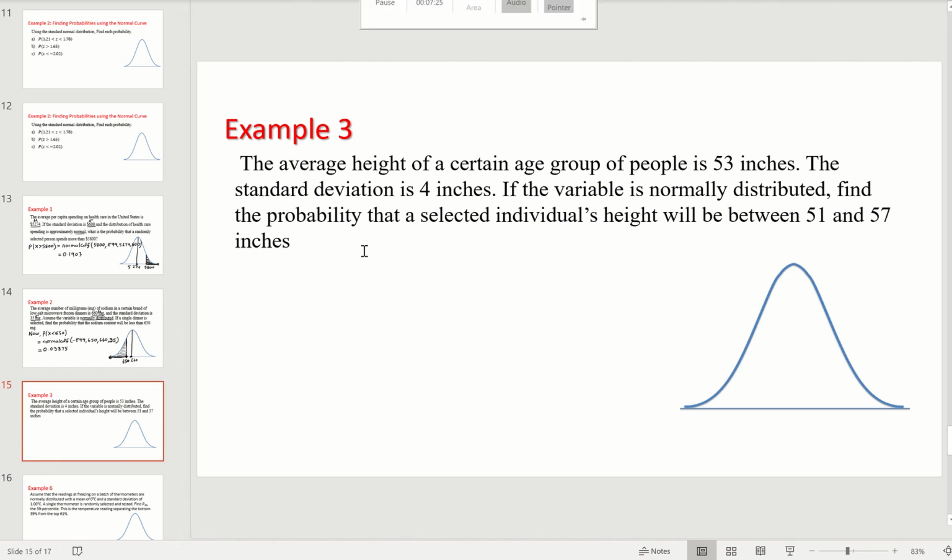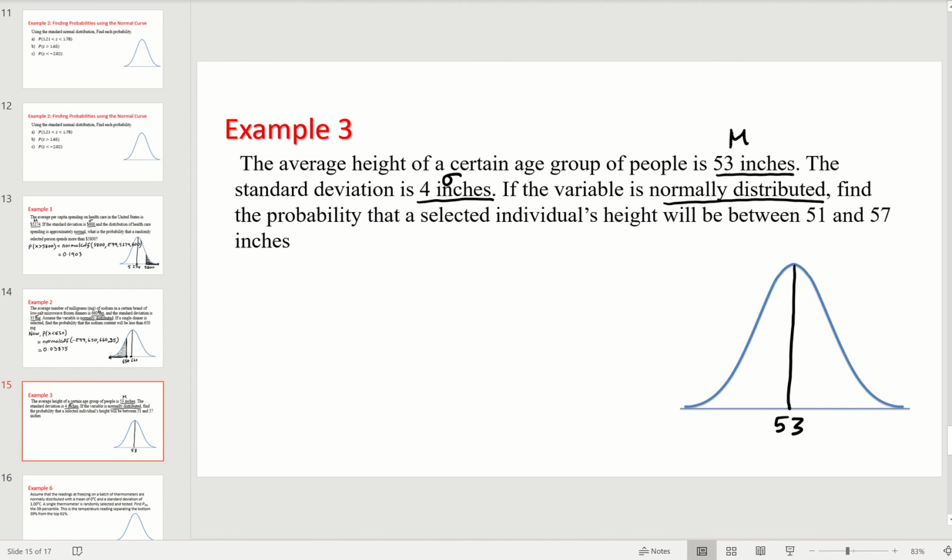Here is Example 3. The average height of a certain age group of people is 53 inches. So the average, that's your mean, 53 inches. Standard deviation is 4 inches. And the variable height is normally distributed. So this is a normal distribution with mean 53, which will be right here in the middle.